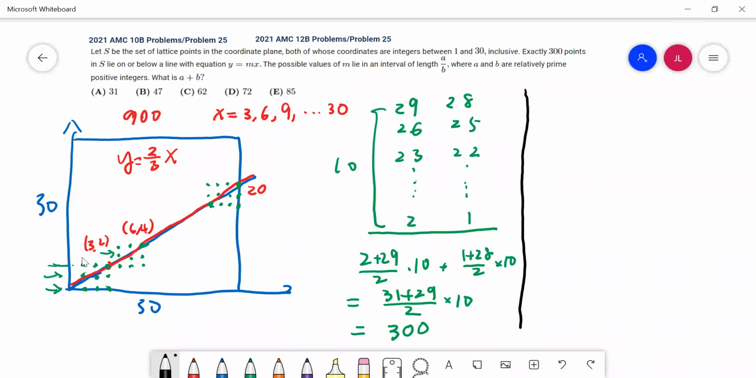Now you can see here, this line goes through these 10 points when x equals a multiple of 3. So if this line goes down, there are going to be fewer than 300 points on or below this line. So basically, m equals 2/3 is the lower boundary of the slope. Then what is the upper boundary?